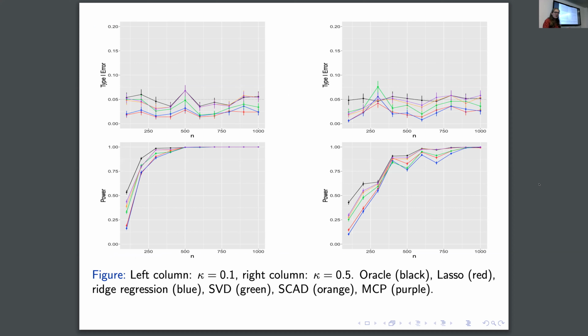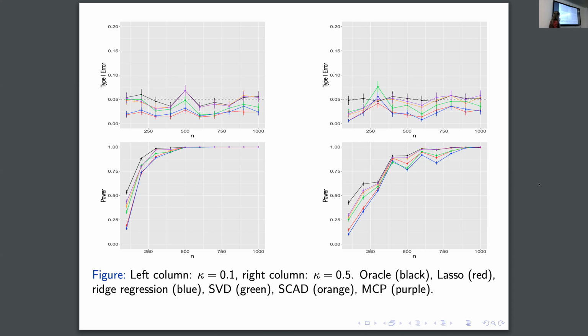If you look at the type 1 error, everything is controlled roughly at the 0.05 level, which is the significance level that we chose. Again, it's standard SCP, so orange, purple, and black. They were the closest to 0.05, which is what you'd expect, because from what we saw earlier, the other estimates were a bit more biased.